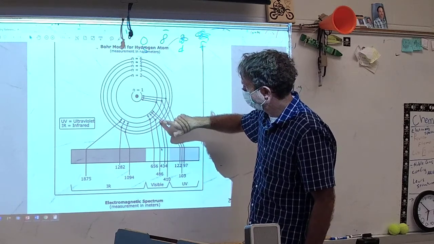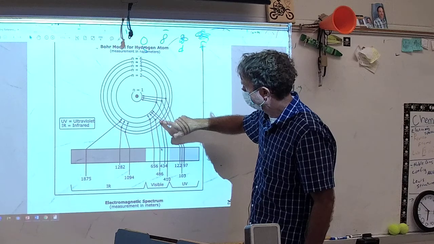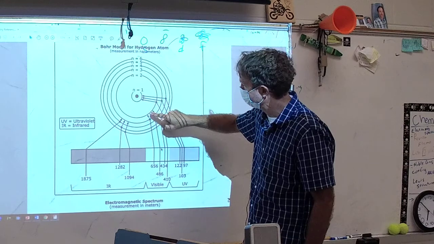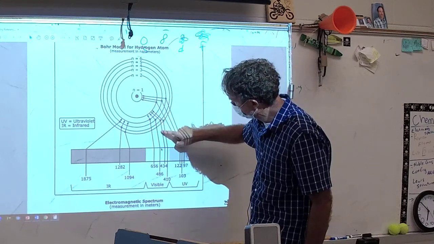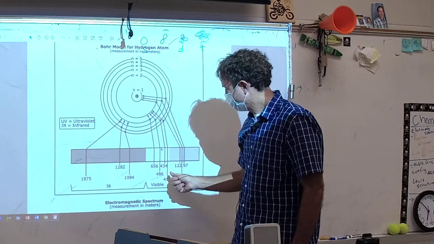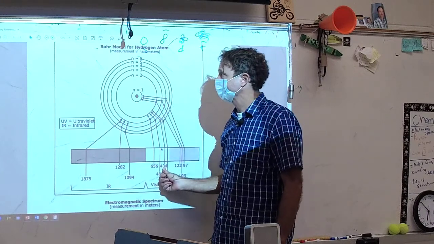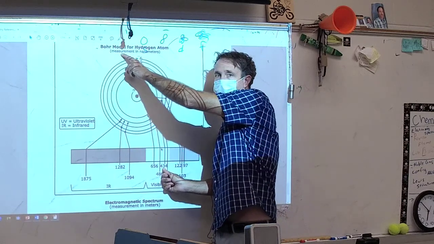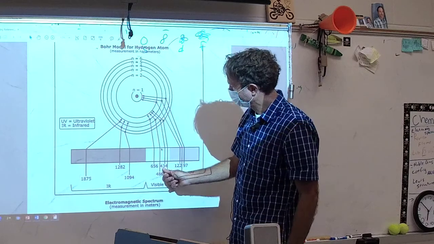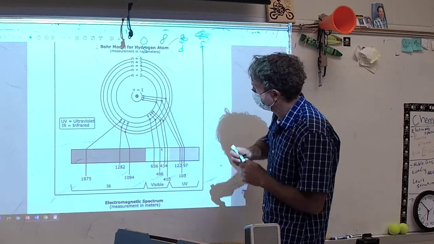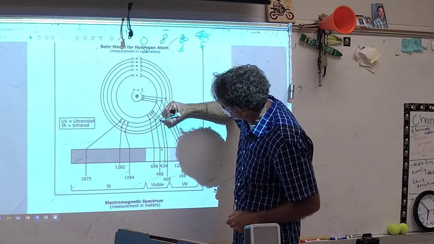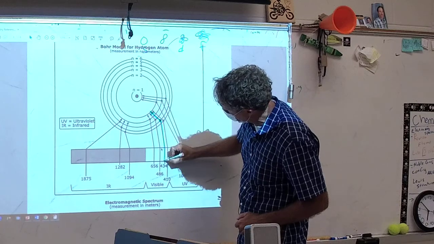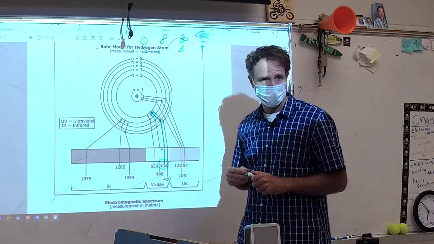If it fell from energy level 5 to energy level 2, do you see this drop right here? Energy level 5 to energy level 2. Then you can follow this line and you can see that 434 nanometers is the wavelength. If you look up here at the top, it says the measurement is in nanometers. So if you were looking at an electron that fell from energy level 5 to energy level 2, then it would give off a wavelength of 434 nanometers. Okay, is everybody with me?